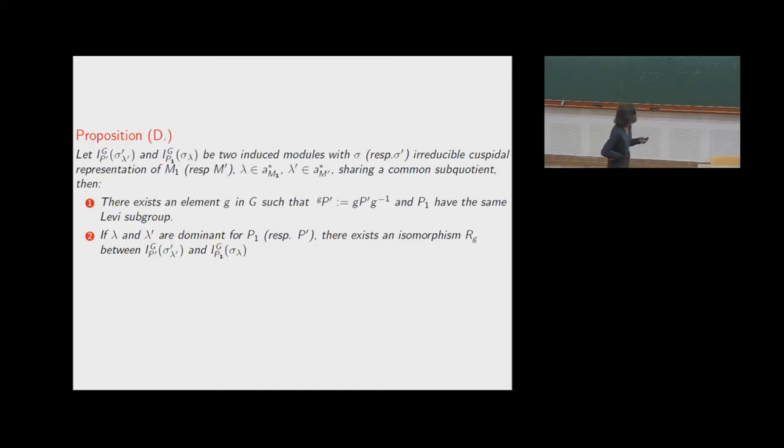I have shown similar results in the context of having dominant parameters. So I am assuming that I have two induced representations from cuspidal with two different parabolics. And I'm choosing, they share one common subquotient, and I'm choosing those parameters to be dominant. So one is dominant for P1 and the second one for P prime. And I show that there is an isomorphism actually between these two induced representations.